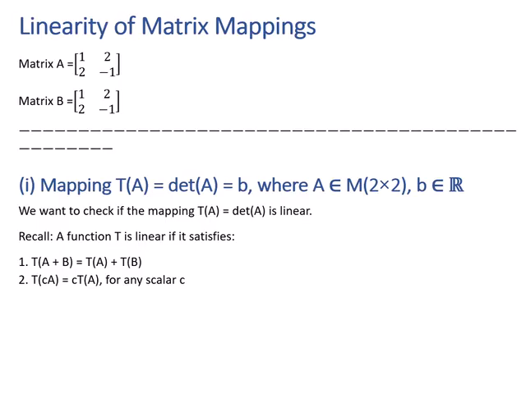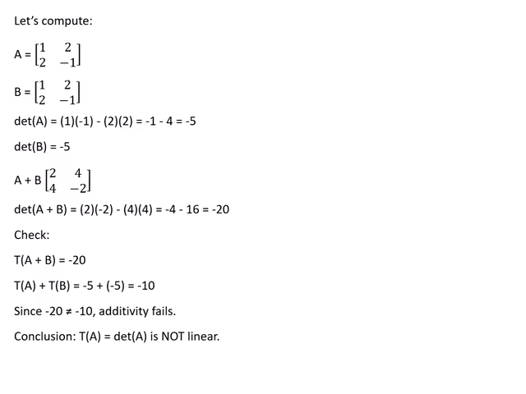And this C here denotes your determinant. So as I explained earlier on, you have your det A to be minus 5 and your det B to be minus 5 also. When you have your matrix A plus matrix B, you have this. Then when you find the determinant of the addition of matrix A and B, you have minus 20.